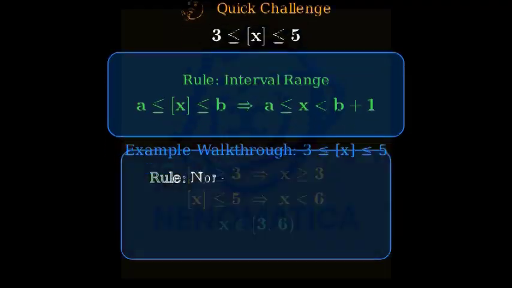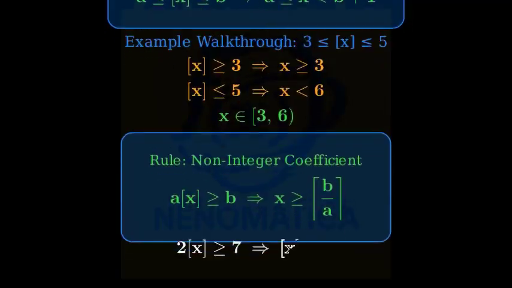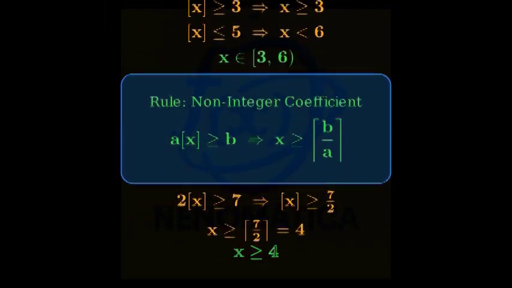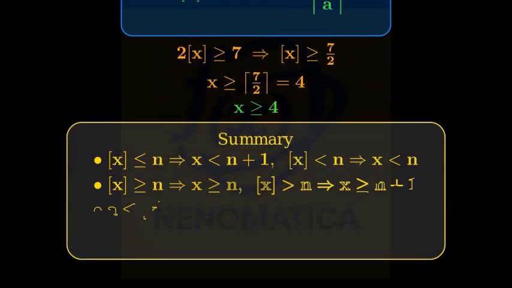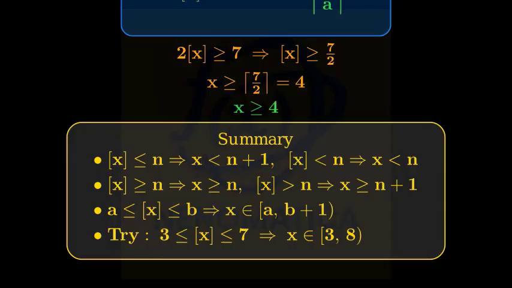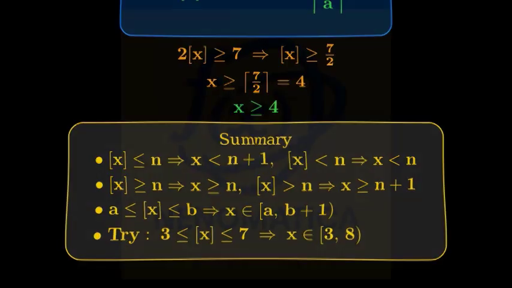One more mini example with a coefficient, 2 times the floor of x, at least 7. Isolate the floor, then apply the ceiling. We find x at least 4. Let's summarize the key ideas, then you can try a few on your own. Remember, strict versus non-strict inequalities shift the bound by 1 when moving from the floor to x. Compound ranges intersect lower and upper results. Next, explore the fractional part function for deeper insight.